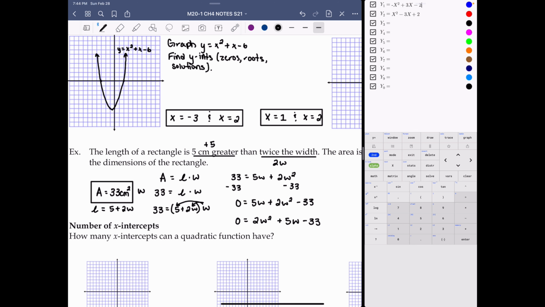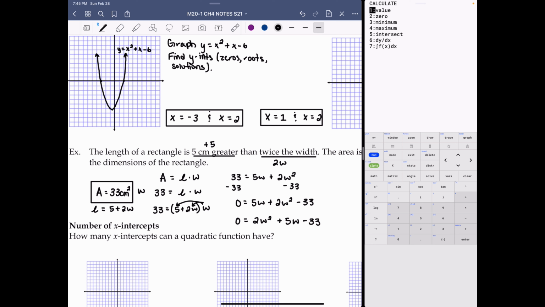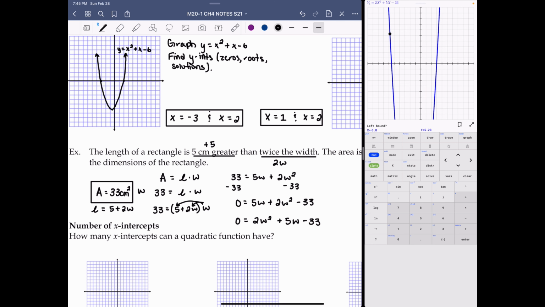Go back to y equals, clear the two equations that you had, and enter 2x squared plus 5x minus 33. Graph that, and here's what we get. I don't see the vertex, but I don't need the vertex. My solutions are the x-intercepts. So second trace if you're on a TI. Number 2, left bound of the left one would be up, enter. Right bound would be below, enter, enter again if you need to.